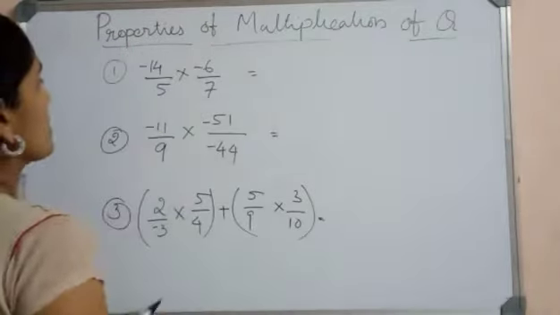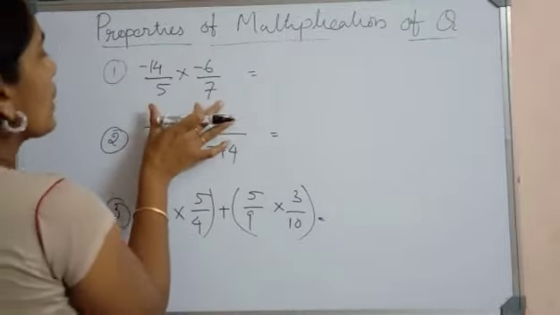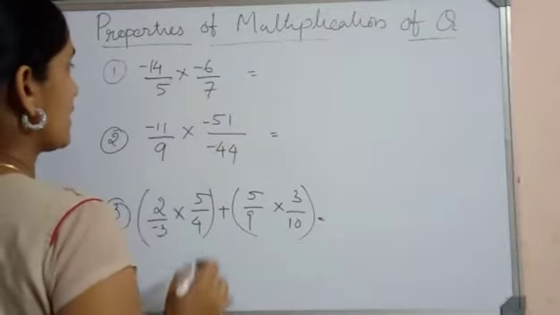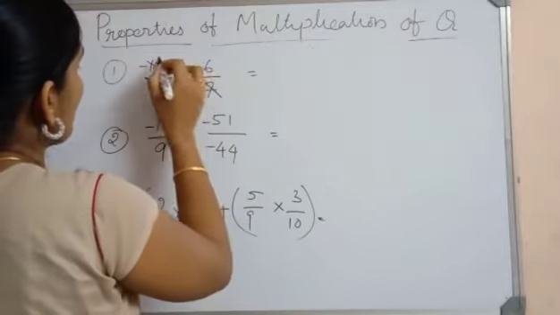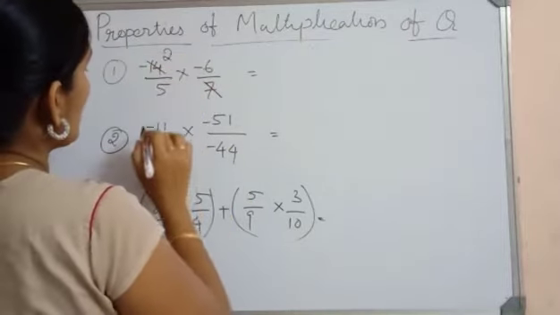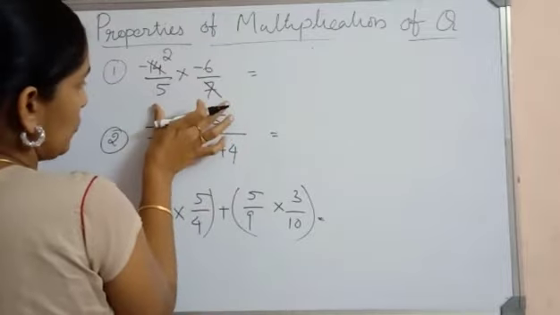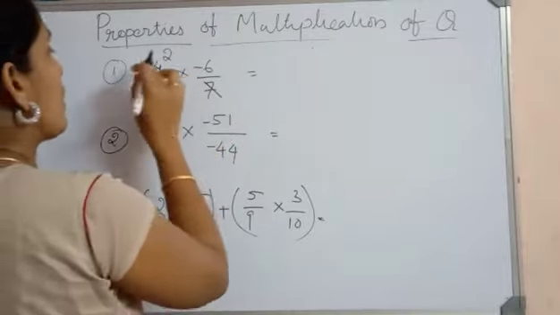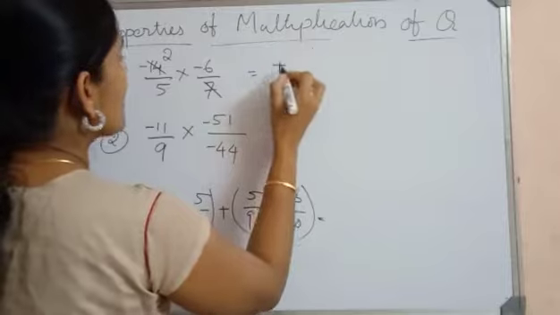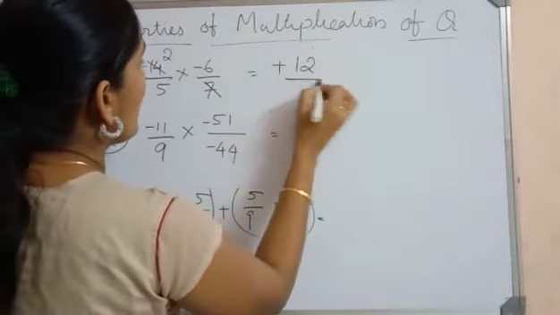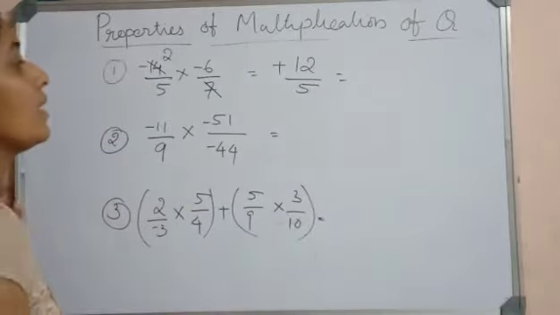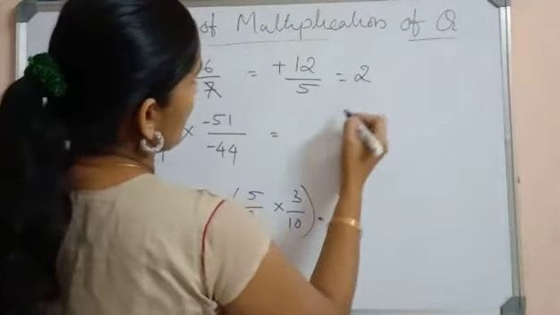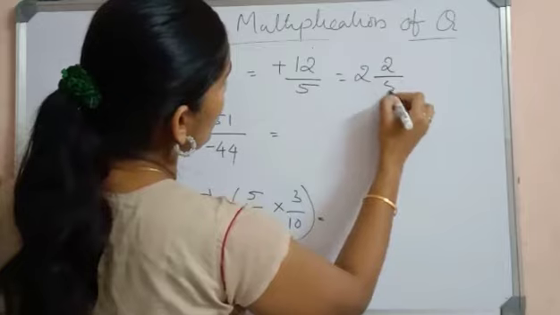Let's solve a few sums. Here we have to multiply two rational numbers and both the numbers are negative. So what we will do, we can just cancel the terms here. 7 into 2, 7 2s are 14, and that's all. Further simplification is not possible. So we'll write minus into minus is plus, 6 2s are 12 by 5. This is the answer. And again you can simplify this as 2 5s are 10, 2 by 5.